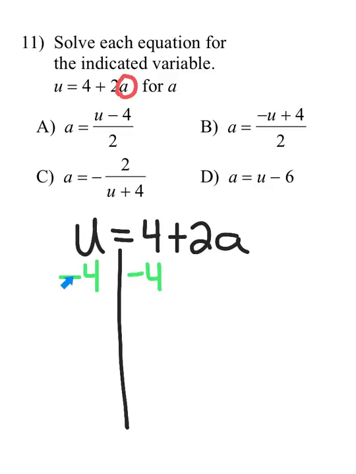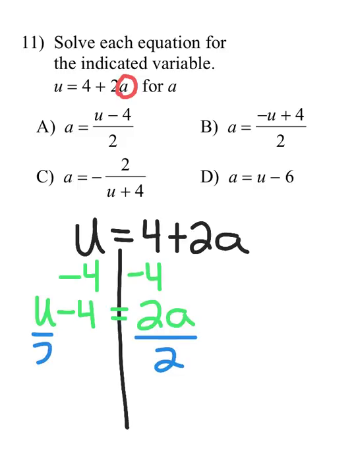These are not like terms, so I cannot combine those. On that side, I'm just going to simply have U minus 4 equals, and on the right-hand side, I have 2A. So now I need to get rid of that 2. So ask yourself, what operation is connecting that 2 to that A? And that's multiplication. So how do you undo multiplication? Well, you undo multiplication with division. So I'm going to go through and I'm going to divide every single term by 2.